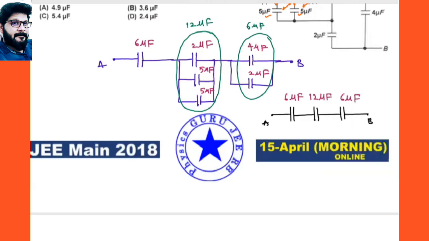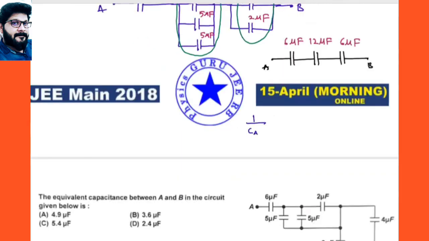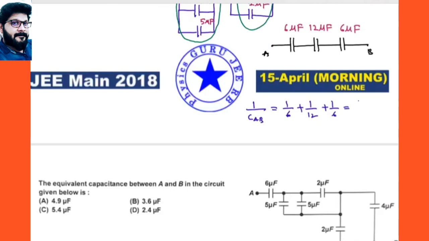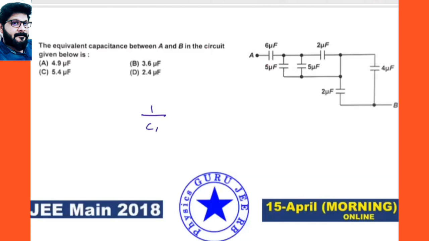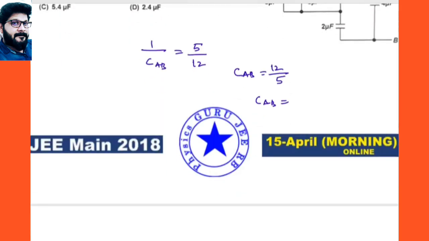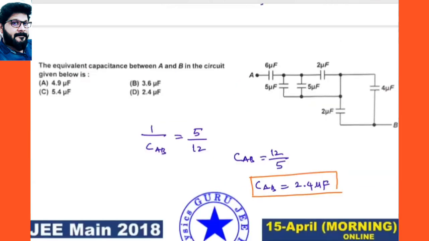Now, if I want to calculate the effective capacitance, 1 by C across AB equals 1 by 6 plus 1 by 12 plus 1 by 6, which gives 5 by 12. So 1 by C_AB equals 5 by 12, or C_AB equals 12 by 5. That is, the effective capacitance across AB is 2.4 microfarads. Hope this is clear to all. So this is the way that you can calculate.